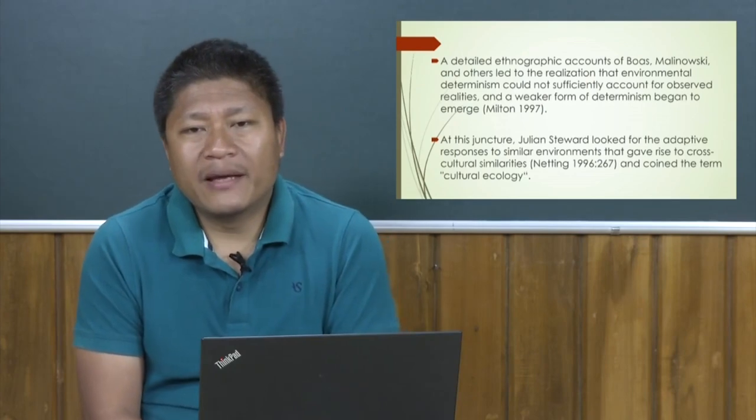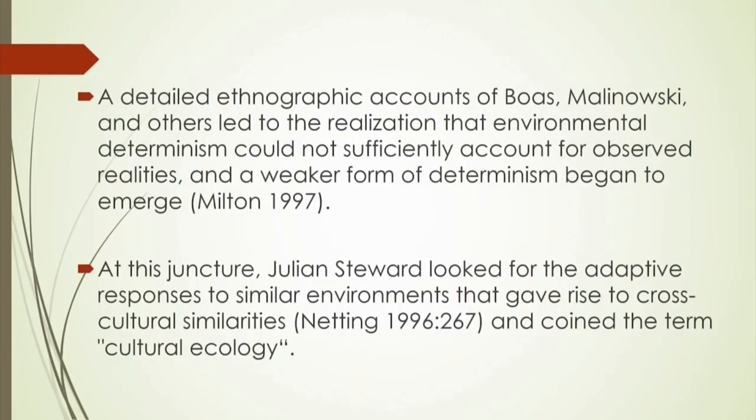Now, Bronislaw Malinowski was perhaps one of the pioneer anthropologists who carried out ethnographic accounts of the Boas community, and came up with the idea that environmental determinism could not sufficiently account for observed realities, and rather a weaker form of determinism began to emerge. The works of Malinowski among the Boas, in essence, made us realize that environmental determinism alone could not sufficiently give a detailed account of realities from that perspective.